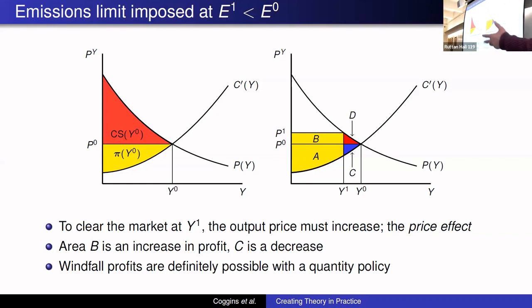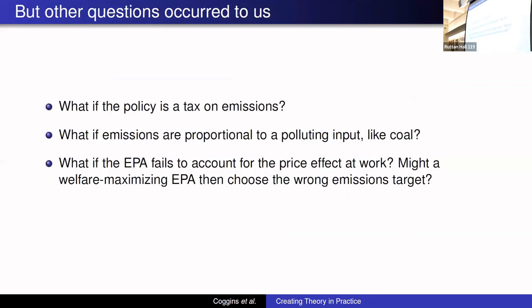What if the policy isn't a quantity restriction where airline companies just get told to pollute less, period? What if there's a tax on the emissions instead? And let's say it's enough of a tax to drive a wedge in here to achieve exactly the same amount of output. Turns out there are windfall profits there.